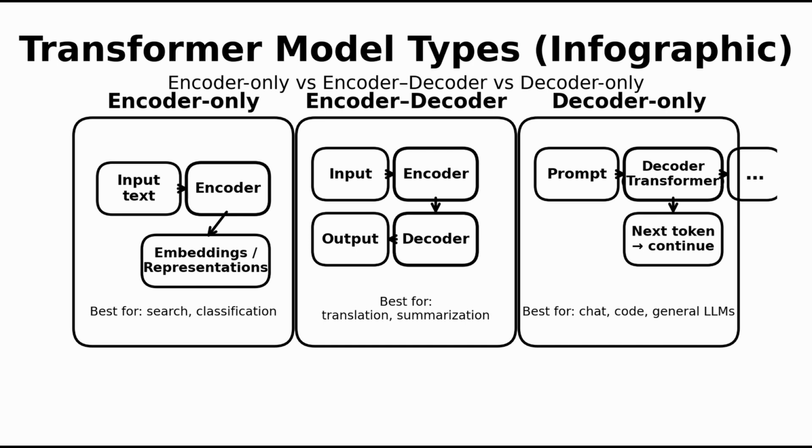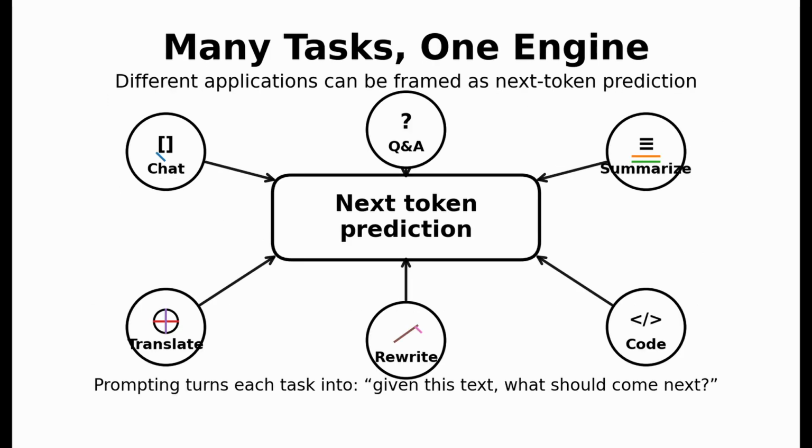Decoder-only models are what many people mean when they say LLM. They're trained on the simple objective of predicting the next token across enormous amounts of text. That objective sounds narrow, but it turns out to be incredibly flexible. If you phrase a task as, "Here is context, now continue in the correct way," the decoder-only model can do surprising things: answer questions, write code, summarize, translate, or role-play. The model is still doing the same fundamental action, continuation, but the prompt shapes what continuation means.